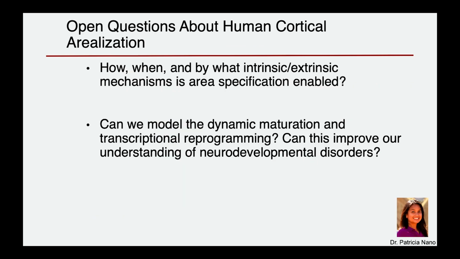Some of the open questions that we're pursuing in my lab now, and unfortunately I don't have too much data to show you today, but hopefully the next time we talk I'll have more progress on these projects, is to look at how, when, and by what intrinsic or extrinsic mechanisms area specification is enabled, and also seeking to model the dynamic maturation and transcriptional reprogramming of these processes, ideally with implications in neurodevelopmental disorders.